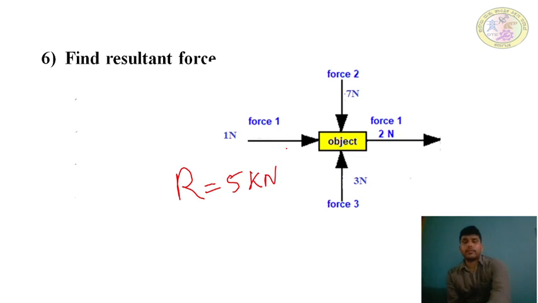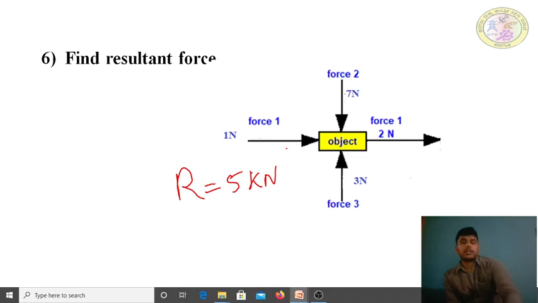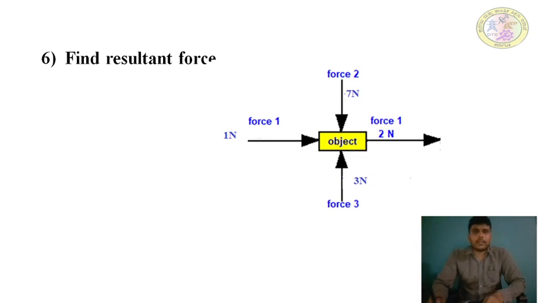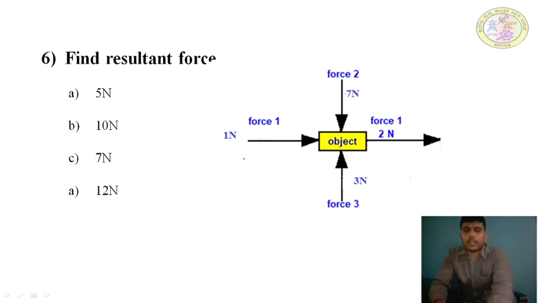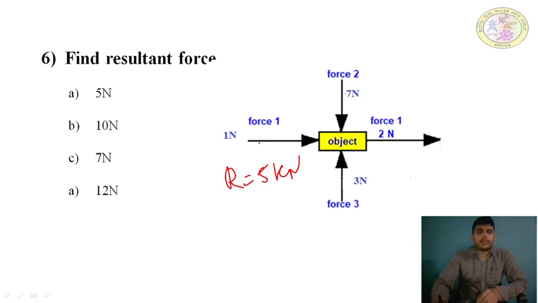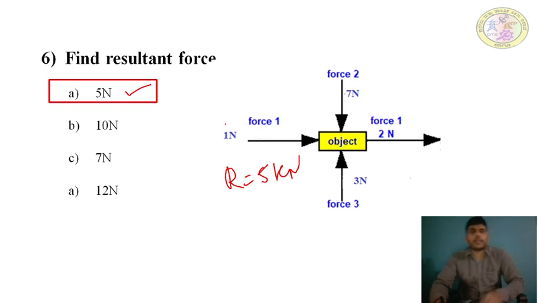Let's see the options. Here there is a 5 kilonewton. Our resultant we got is 5 kilonewton. Resultant 5 kilonewton is the option answer. Sorry, 5 Newton. It's not kilonewton, it's 5 Newton.